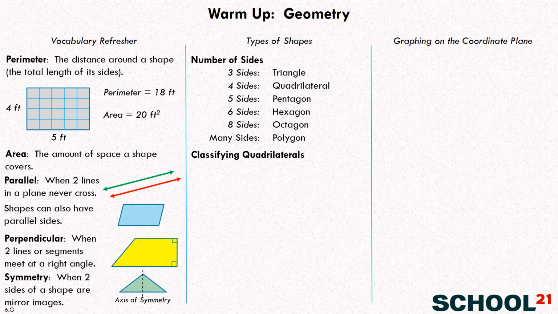All right, now let's talk about quadrilaterals specifically. We're going to classify them based on different characteristics. So here we have a quadrilateral, and it has 2 pairs of parallel sides. The left and the right are parallel, and the top and bottom are parallel. So what do we call that?